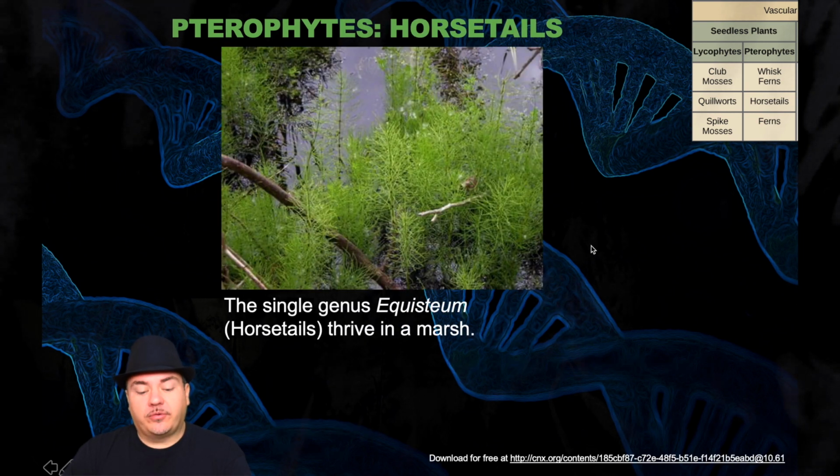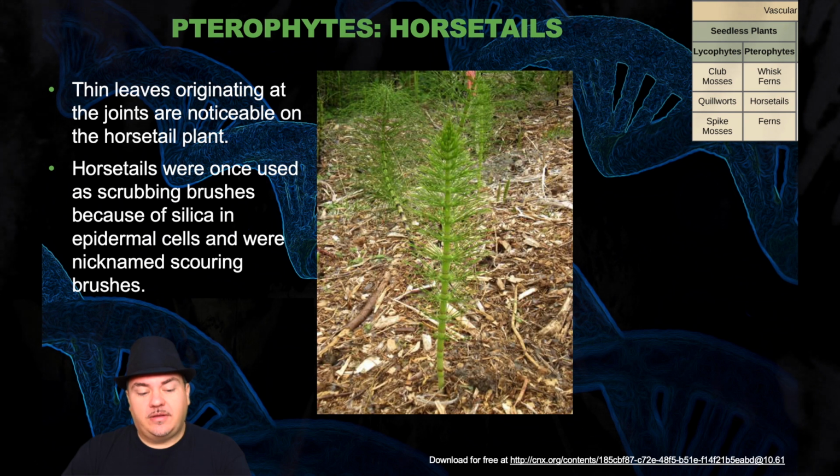Then we have the horsetails. There's a single genus of these, and they thrive in marsh-like environments. The thin leaves originating at the joints are noticeable on the horsetail plant. Horsetails were once used as scrubbing brushes because of the silica in the epidermal cells, and were nicknamed scouring rushes.